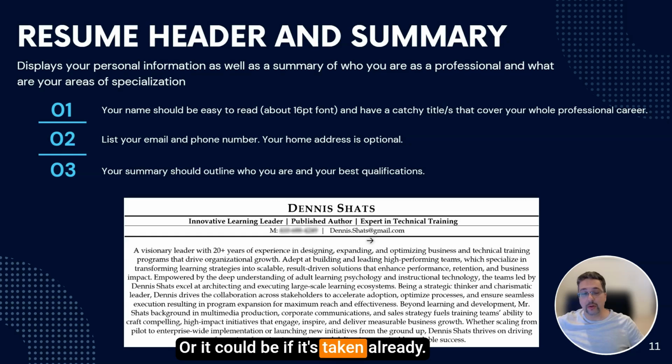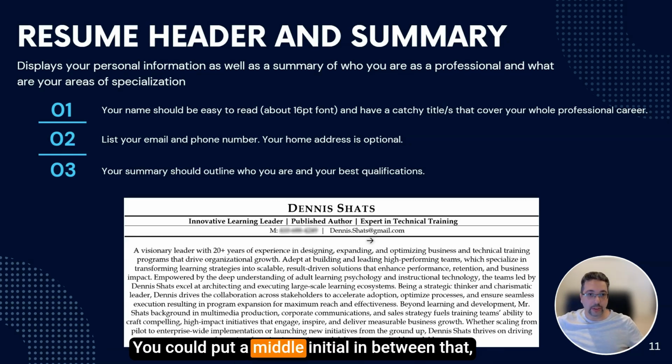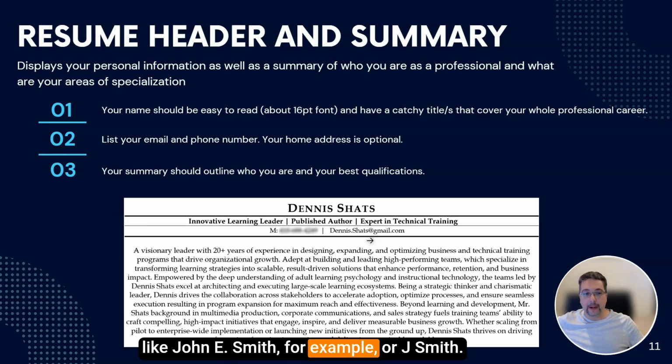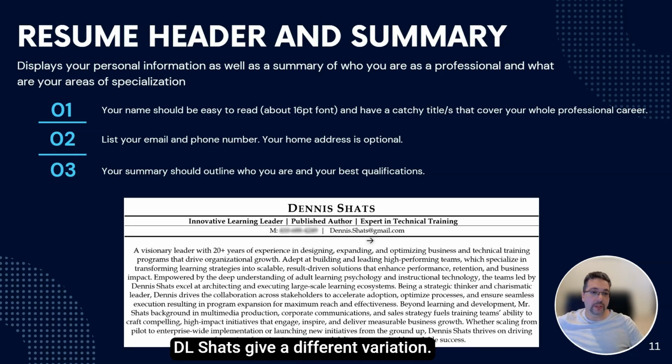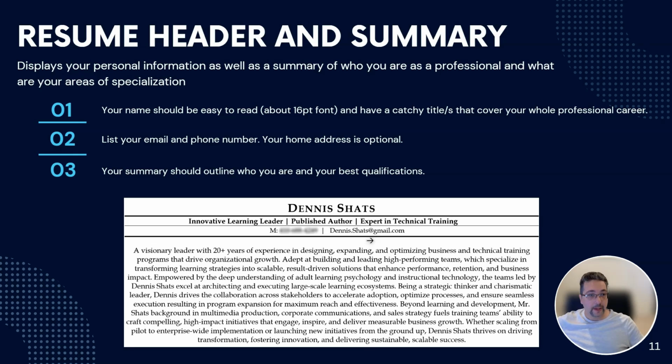Or it could be, if it's taken already, for example, there's a lot of John Smiths out there. You could put a middle initial in between that, like John E. Smith, for example, or J. Smith, like, for example, D. Schatz in here, or D. L. Schatz. Give a different variation. So try to stay away from the numbers if you can, because they make it look unprofessional. So see what you can play with in there to get a proper email address for yourself, and make sure you use that for professional communication.